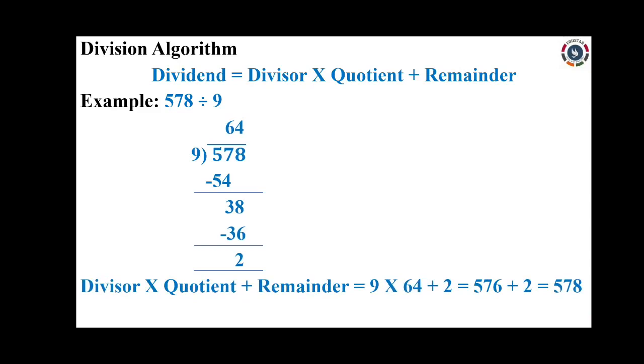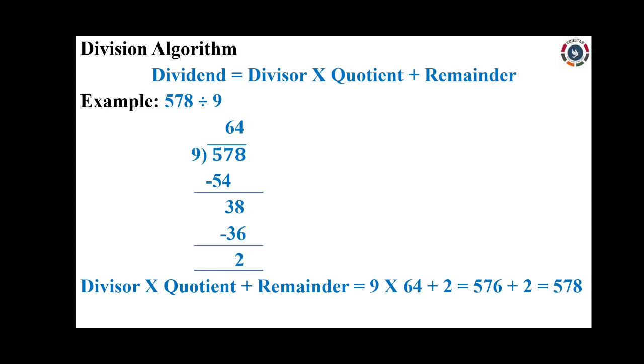Multiply the divisor and the quotient. The divisor is 9, quotient is 64. 9 into 64, 576. With that, add the remainder. Remainder is 2. 576 plus 2 is equal to 578.